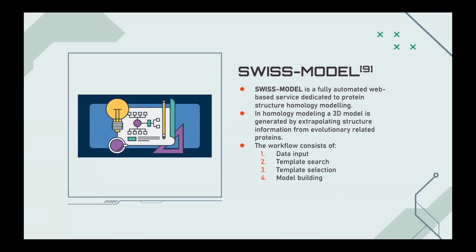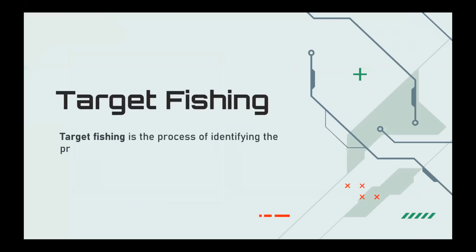The workflow consists of data inputting. Then you search for a template to compare your protein to. You select the appropriate protein, and the Swiss Model completes the model building and the 3D structure of your protein. Now that we have the issue of the structure of the target resolved, most of the times we have compounds that we don't know where they're active or where their activity lies. So we use a technique called target fishing, which is a process of identifying protein targets of a bioactive molecule.